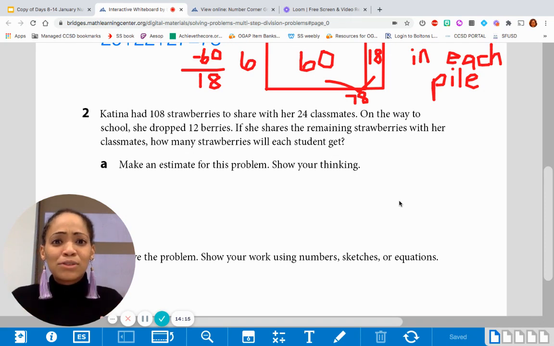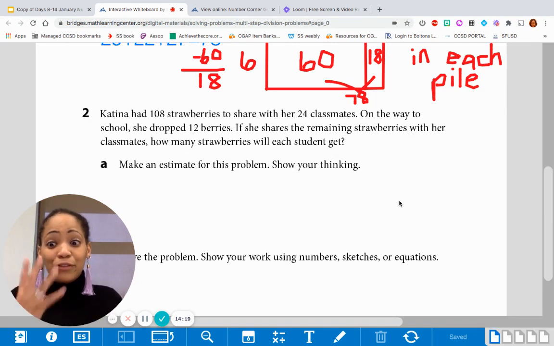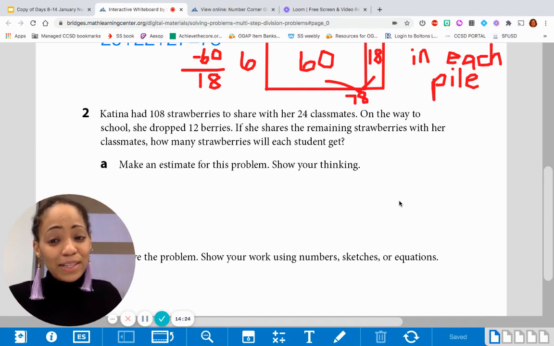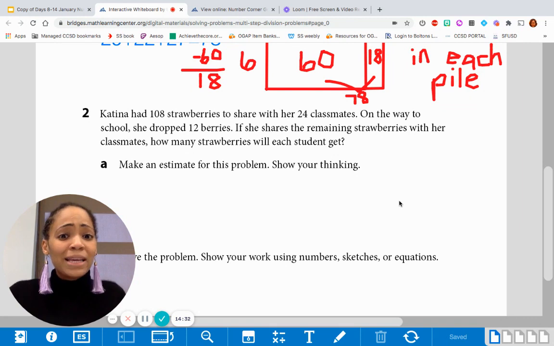24 is really close to 25. And when I think about 25, think quarters. There are 4 quarters in a dollar, which is 100 cents. And I know we've talked about that before with Number Corner. So she has about 100 strawberries, and she's sharing with 24 classmates. Then each student might get about 4. Maybe a little less, maybe it'll be 3, maybe it'll be 5. I'm not sure yet. We've got to figure it out.